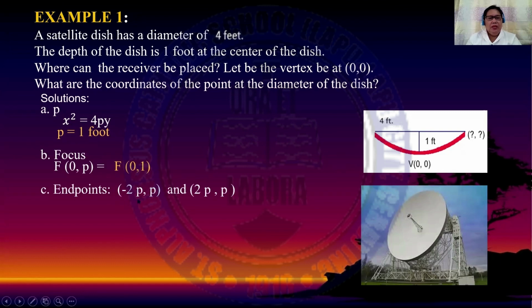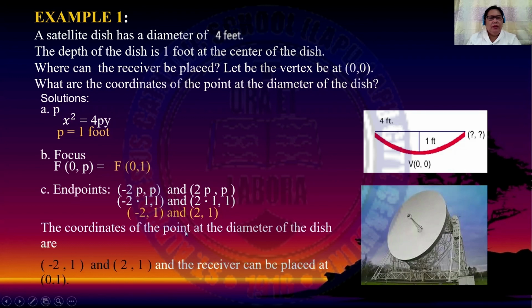And the endpoints, all you have to do is to substitute. So, negative 2 times 1, and then P for 1, and 2P, 2 times 1 and 1. So, what we have, the coordinates of the diameter, we have negative 2, 1, and 2, 1. So, the coordinates of the point at the diameter of the dish are negative 2, 1, and 2, 1. And the receiver can be placed at 0, 1.